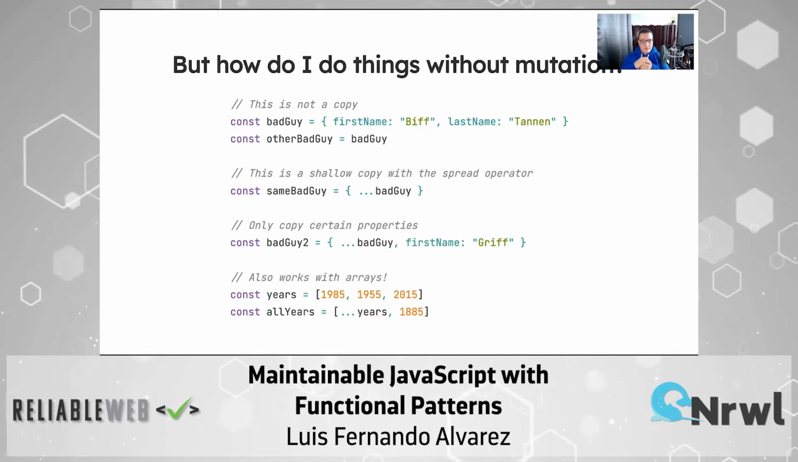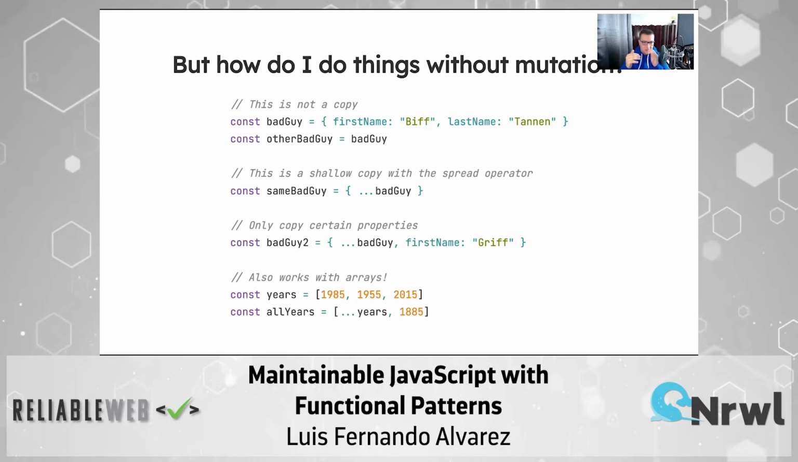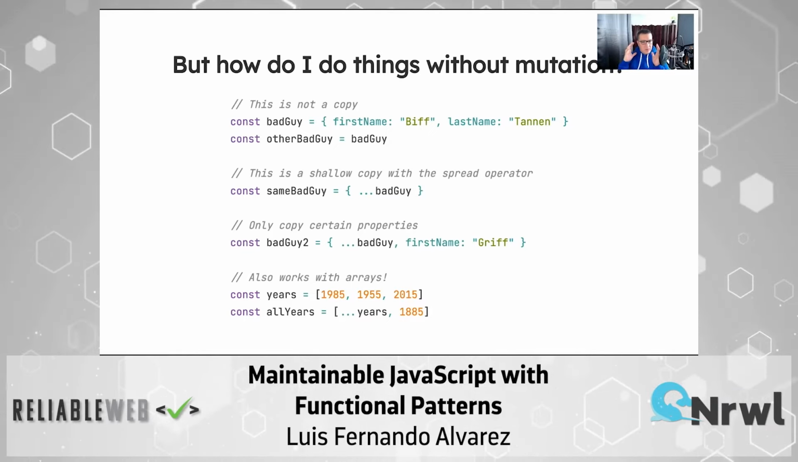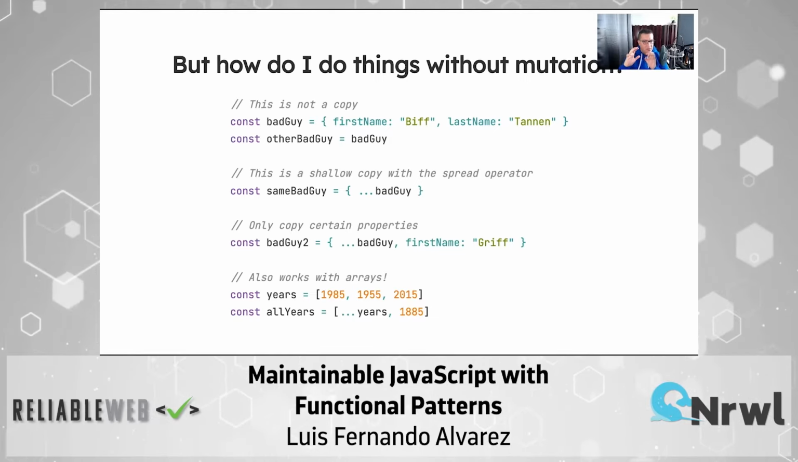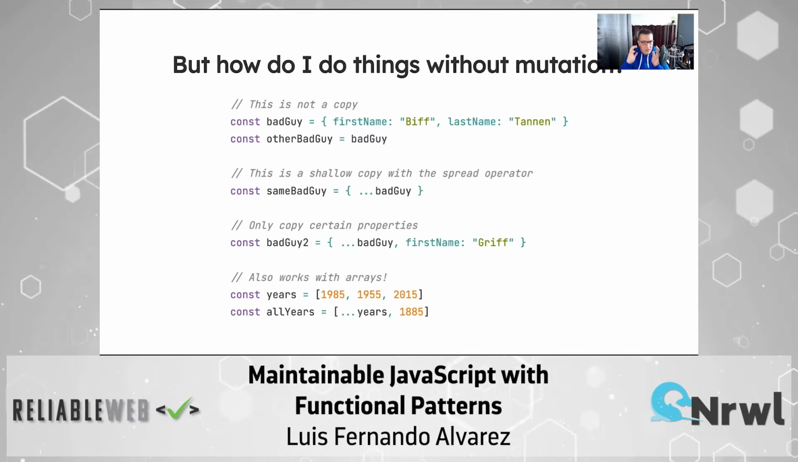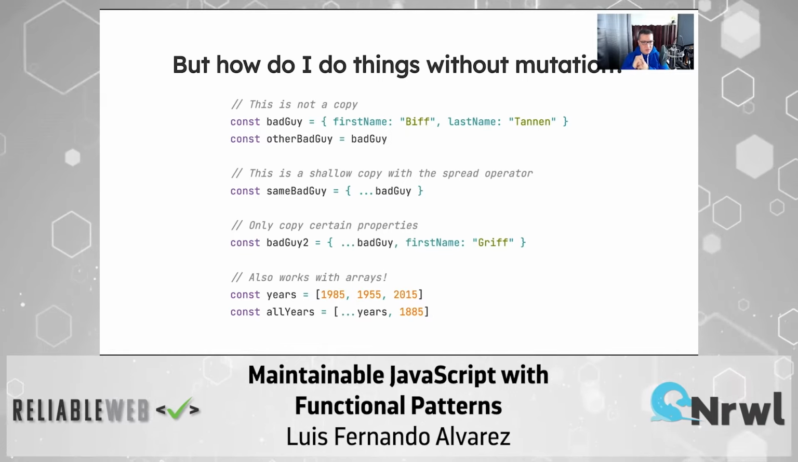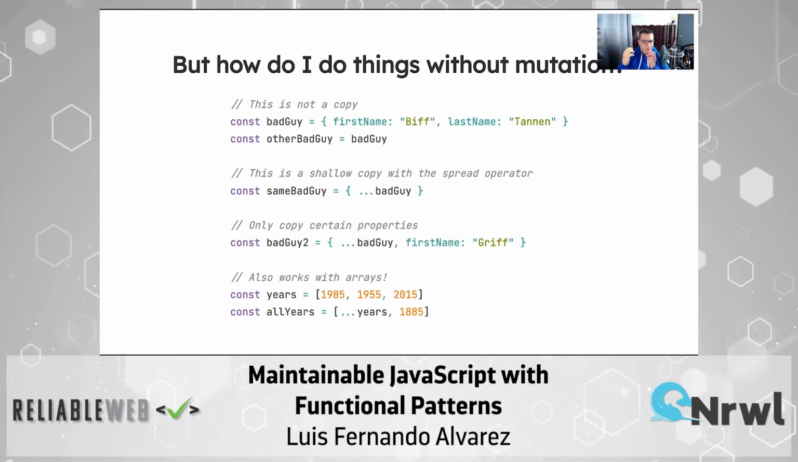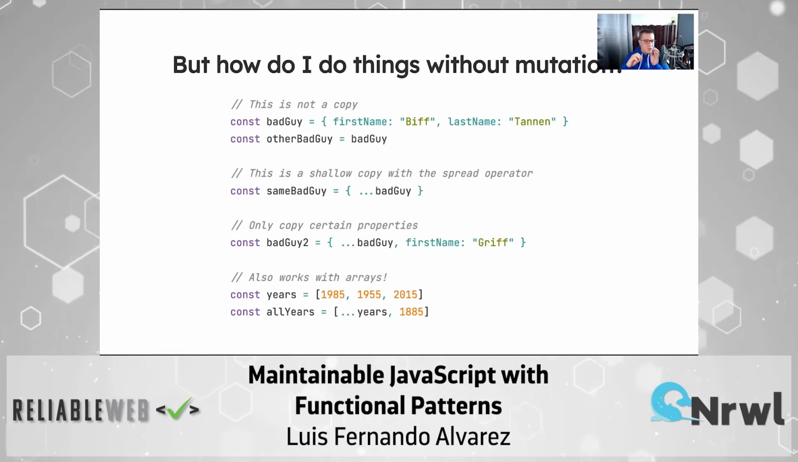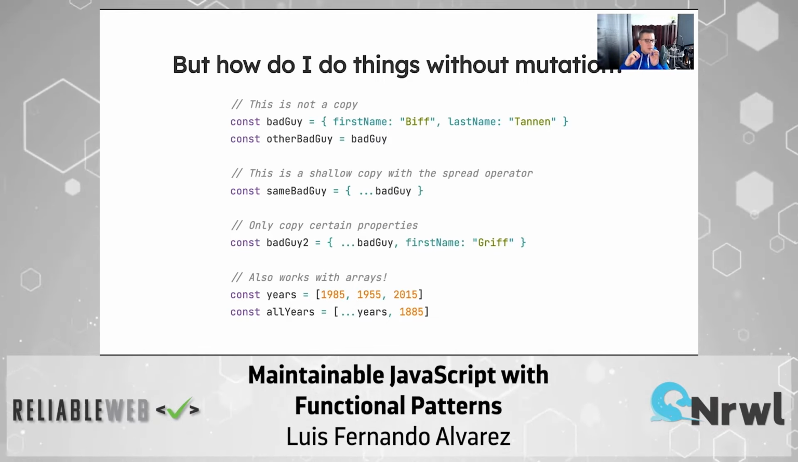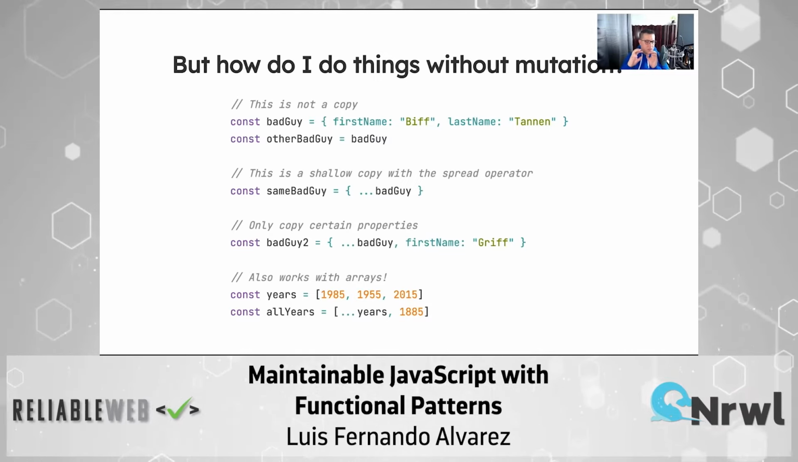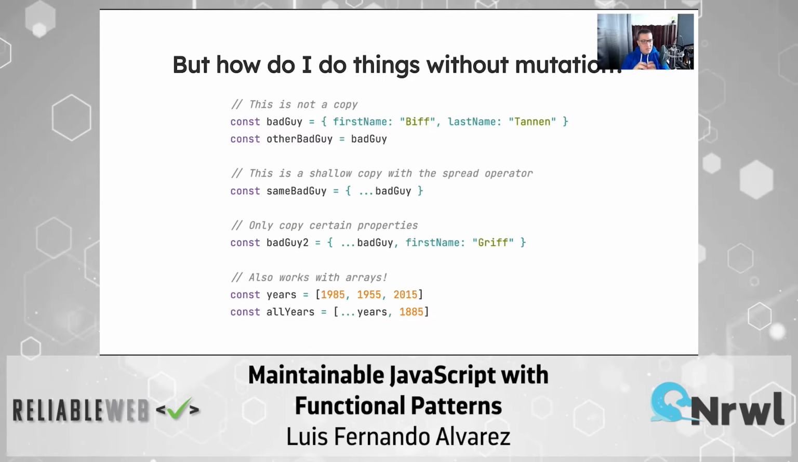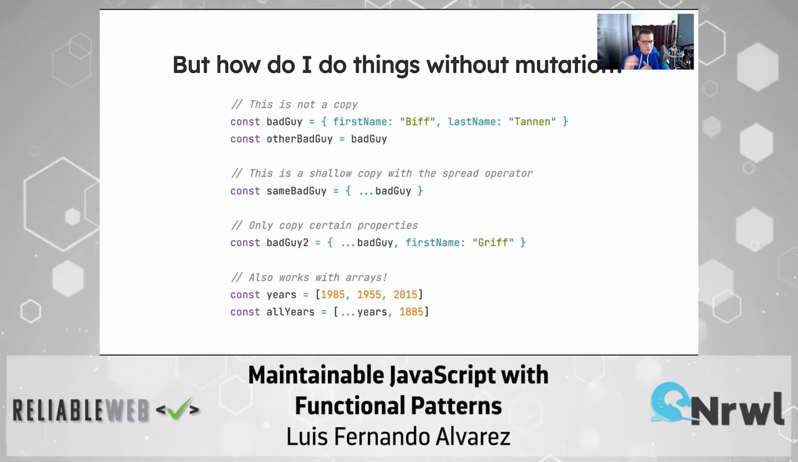And we can use the rest and spread syntax in JavaScript, which are the three little dots that you see there. Essentially, in the second example, I say same bad guy equals, and what I'm doing is just copying all of the properties of bad guy and adding them to that object, right? And I can also copy only certain properties. So I have bad guy 2, and I am going to copy all of the properties from bad guy, but I'm setting the first name attribute as Griff instead of Biff, right?